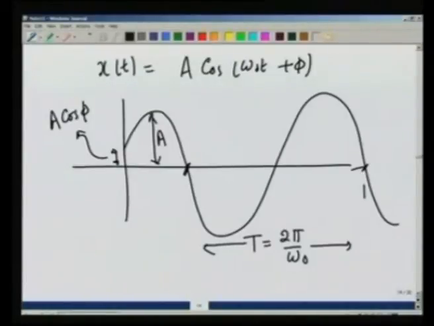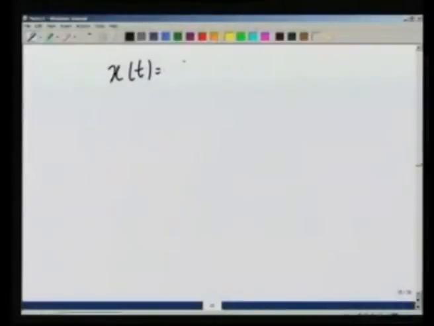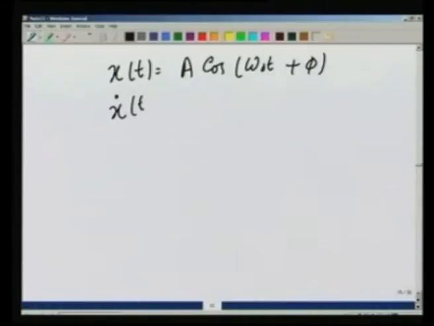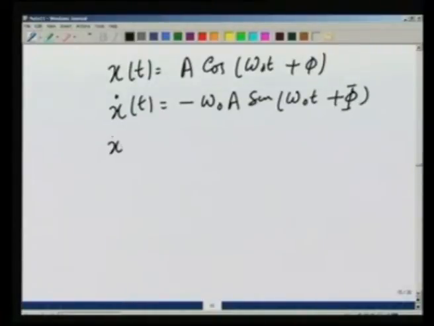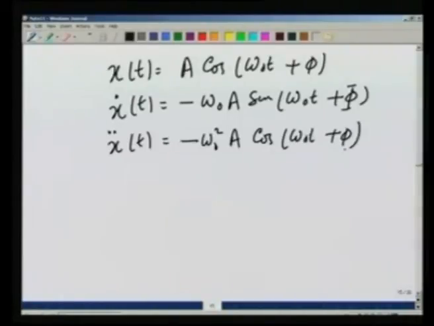How about the velocity of the particle? That's very simple. Since I am given x(t) equal to A cosine of omega_0 t plus phi, the velocity x dot (t) is going to be minus omega_0 A sine of omega_0 t plus phi. How about the acceleration? x double dot (t) is going to be minus omega_0 square A cosine of omega_0 t plus phi. Let us plot them and see.